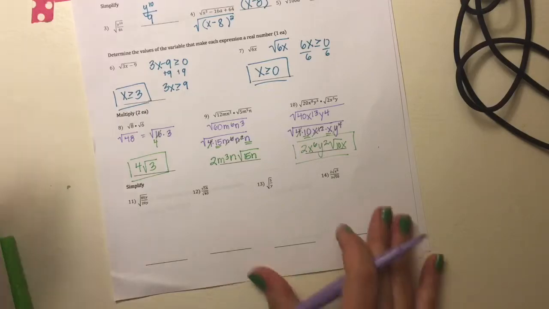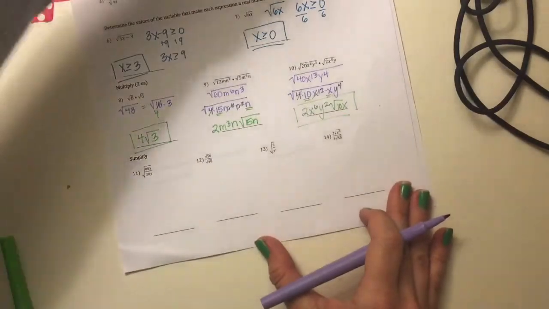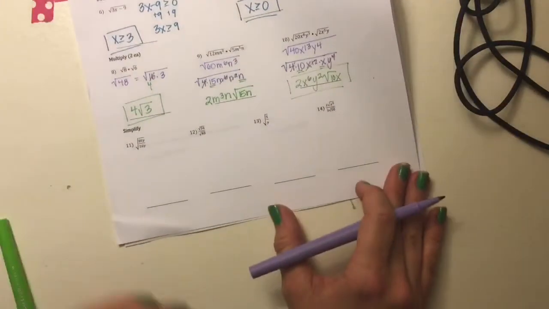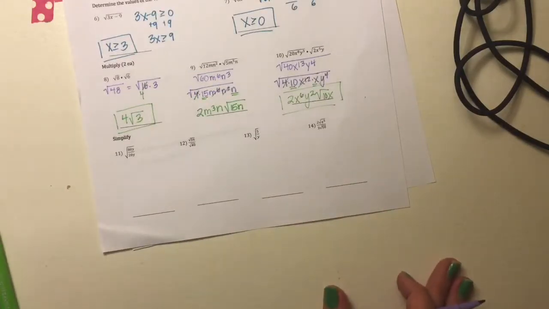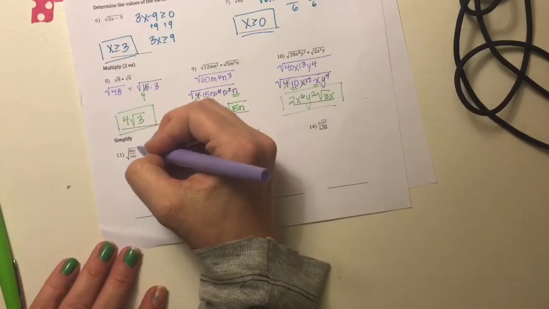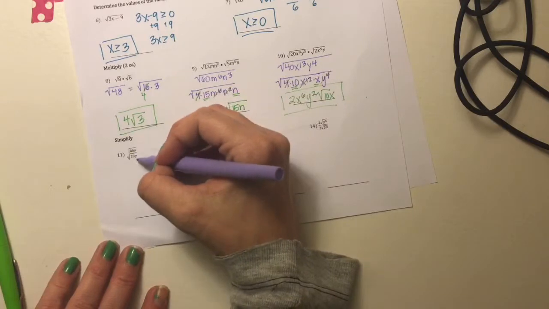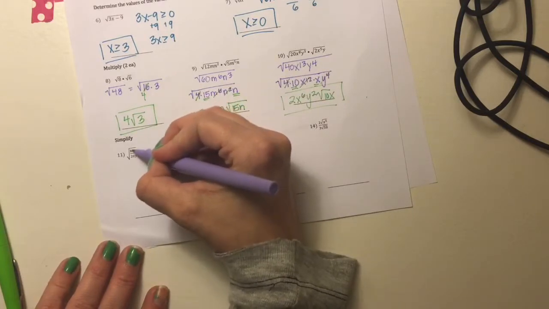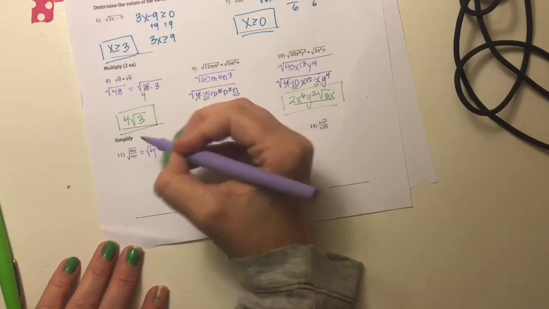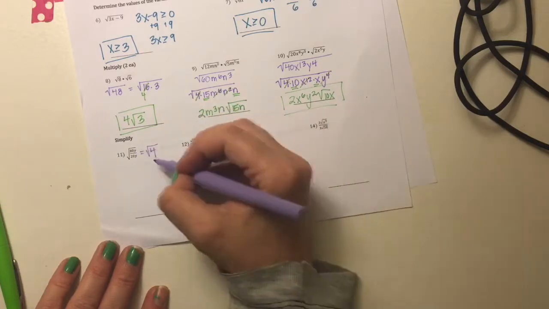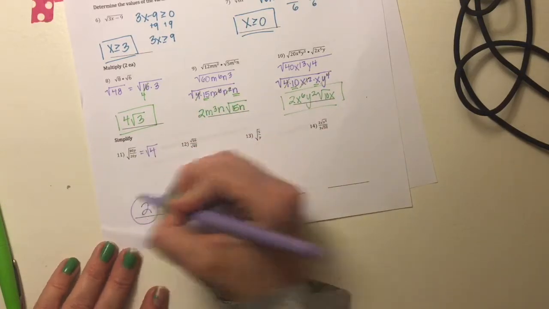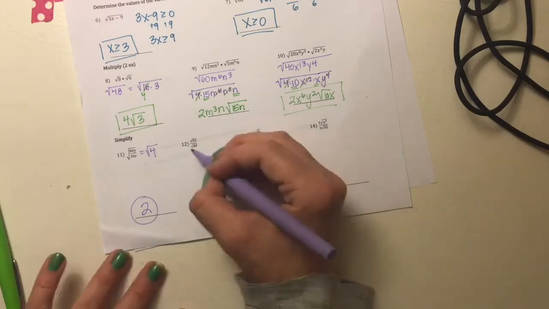Okay, so now to the last section, which is probably the hardest section. If they're both inside a radical, we want to see if we can simplify anything first. So 80 divided by 20 is 4. Y over y cancels. The square root of 4 is 2. Okay, and it's just that easy.